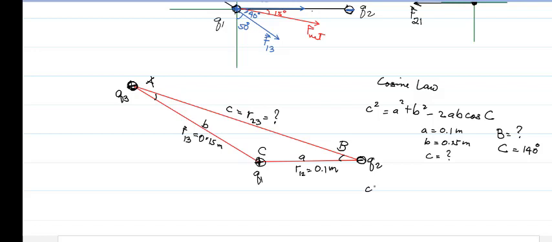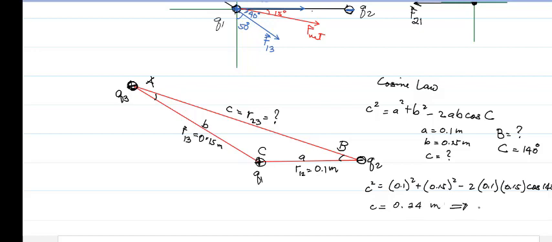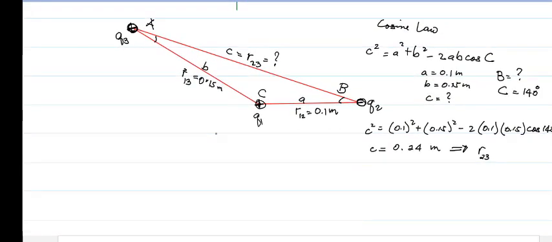Solving for C squared, just plug in the values. It's 0.1 squared plus 0.15 squared minus 2 times 0.1 times 0.15 cosine 140. So C is just equal to 0.24 meters. So this is our equivalent R23, or the distance between charge 2 and charge 3. And how about angle B? We need to determine angle B.